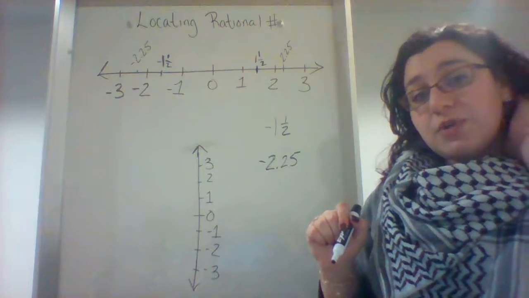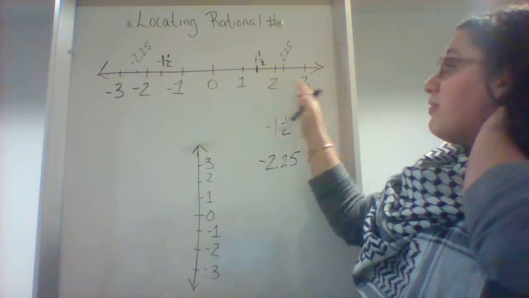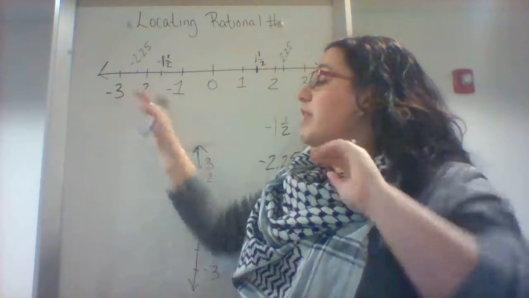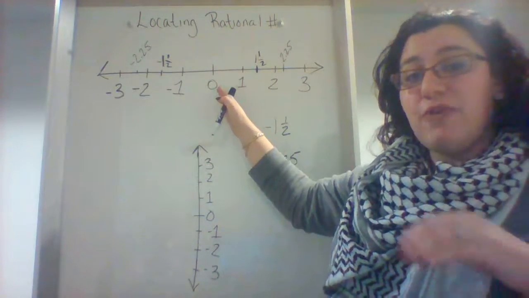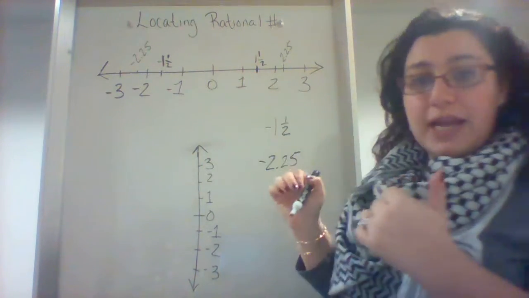Just remember that your numbers are a mirror image. So from 0, you start counting 1, 2, 3. From 0, you start counting 1, 2, 3. So picture the 0 is the halfway mark, and if I folded this number line on top of each other, my numbers should line up.